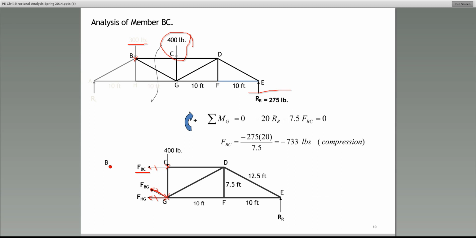Does everybody follow that or accept that the force in member BC is indeed 733 pounds? Now, there's one other thing here, and that is it says it's in compression. How do we decide whether it's compression or tension? Remember I told you earlier that you also need to learn how to decide whether a member is in tension or in compression.